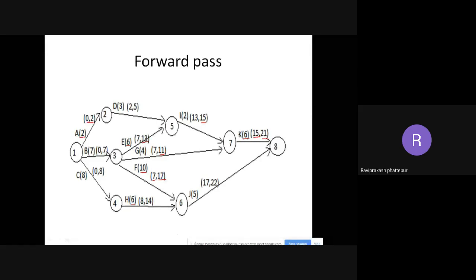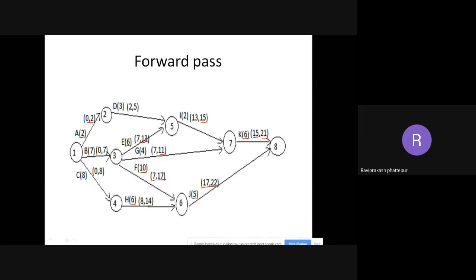Now coming to node 6. Node 6, again, is a merge event where two events are merging. One ends at 14 and the other ends at 17. So we need to take 17 comma 22. Why 22? 17 plus duration 5. 17 plus 5 is 22. So this is the forward pass.